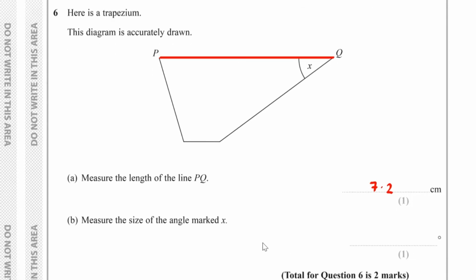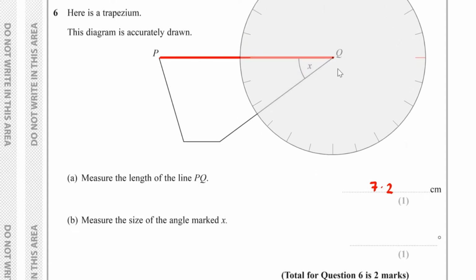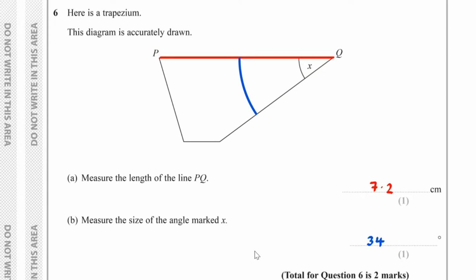centimetres. And then we have to measure the size of the angle marked X. Well, if we have our protractor, what we need to do is measure this angle, and you can see the angle is equal to 34 degrees. So we have 34 degrees.